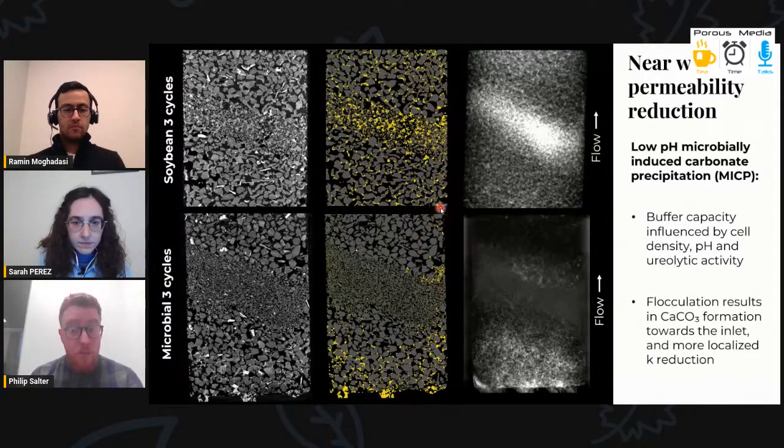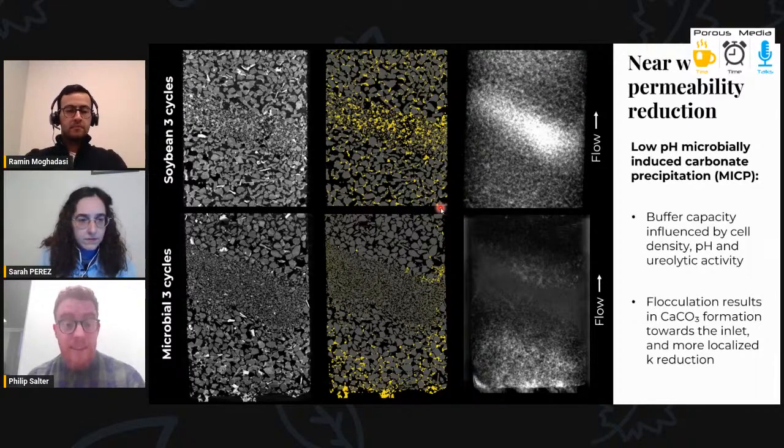In the low pH microbially induced carbonate precipitation process, the buffer capacity of the solution is influenced by the cell density, the pH, and the ureolytic activity of the bacteria. So it's quite hard to control when compared to the soybean process. And what we think happened here is that the bacteria flocculated within this inlet region, causing a more localized permeability reduction, which actually may be useful for reducing permeability in the immediate vicinity of leaky legacy oil and gas wells.